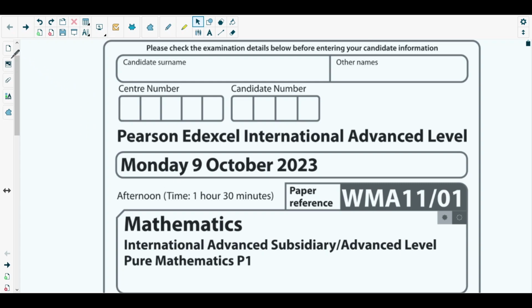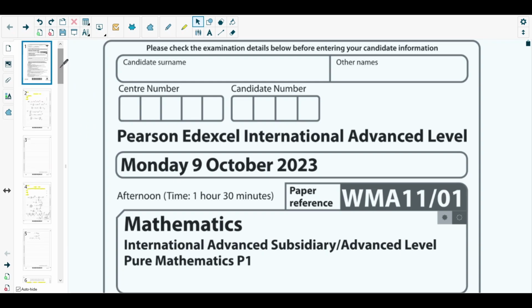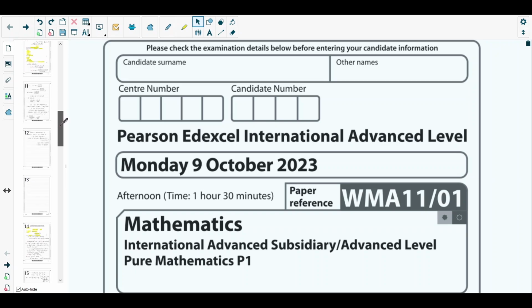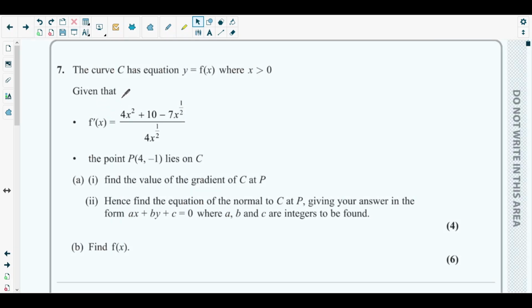In this video, we will be solving question number 7 from the recent past paper of Pure Mathematics 1, which is the October 2023 P1 paper. So let's get started with question number 7.